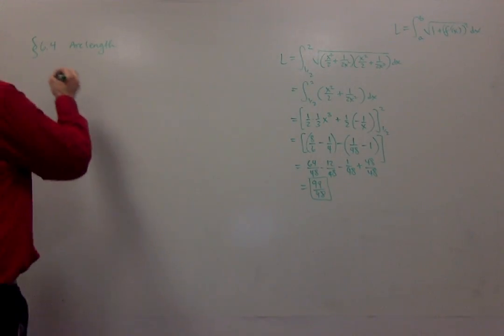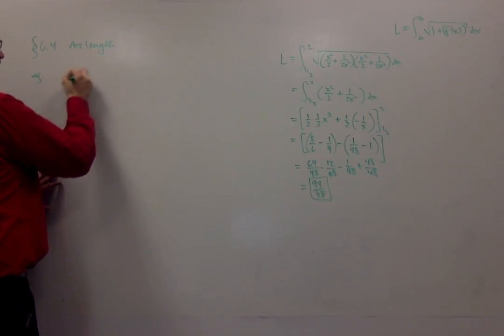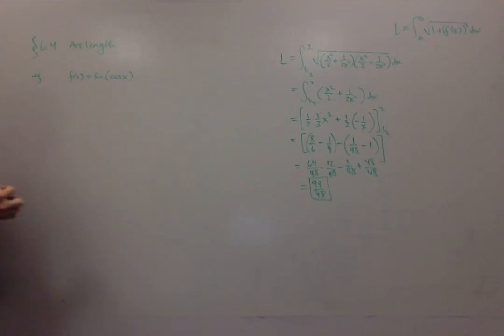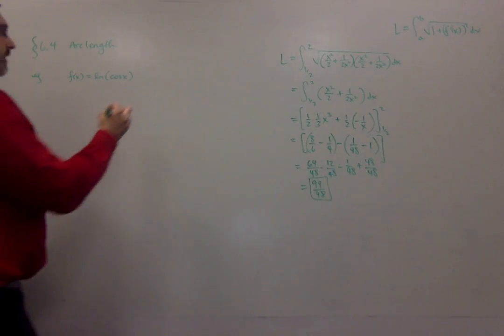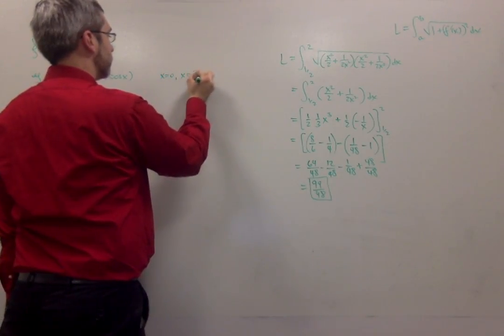Okay, let's look at 2 more examples. We'll be done. Okay, let's take the function natural log of cosine of x, and that's from x equals 0 to x equals pi over 4.